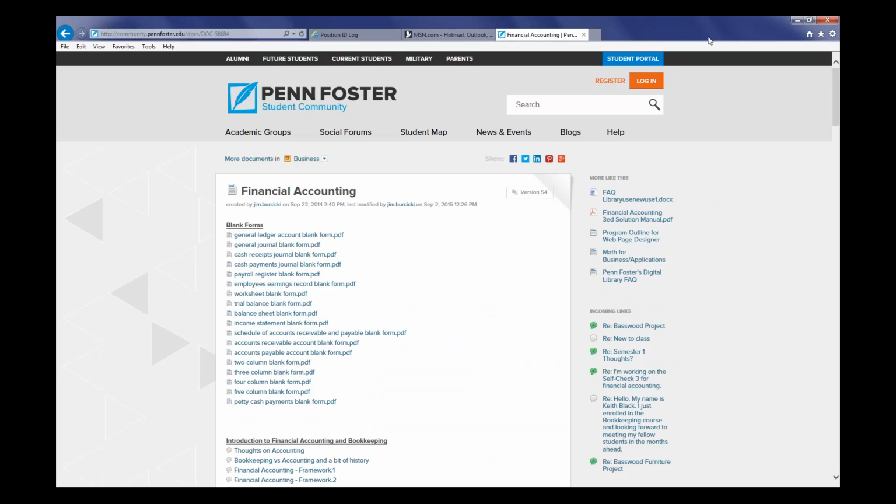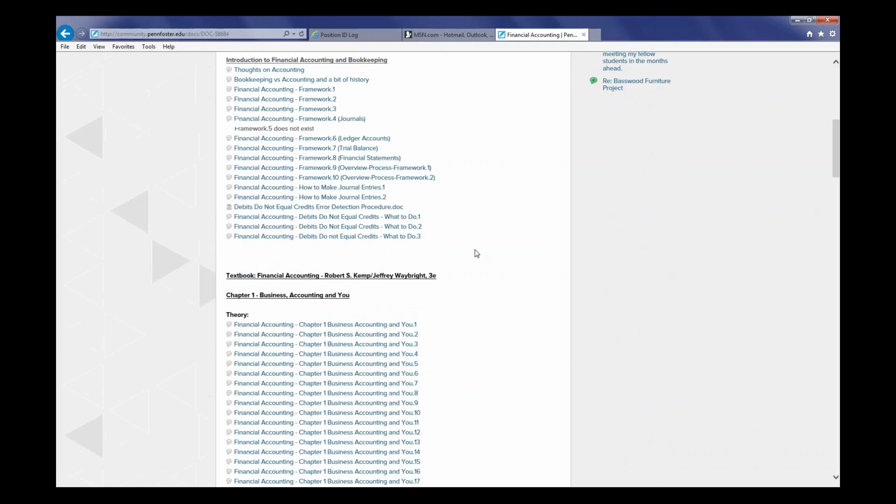Now, on this page, what we have here is blank forms. If you're in your studies or doing a project, or even in your own personal life, if you need blank forms, you can come here and save the PDFs, because these are the more commonly used forms. But we also have additional videos. This is a work in progress right at the moment.